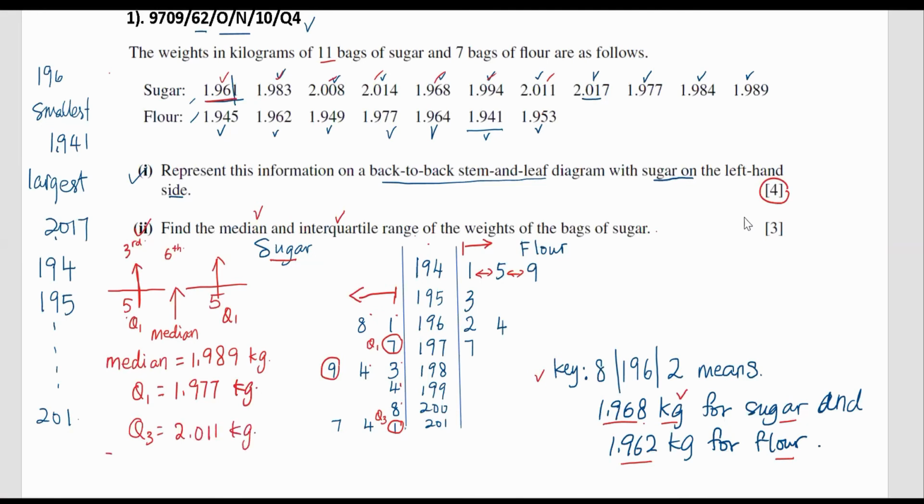And hence, we can use these values found to determine the interquartile range, which is taking the upper quartile minus the lower quartile. So we calculate the value: 2.011 minus 1.977 equals 0.034. All right, so that is the interquartile range and the answer for part 2.